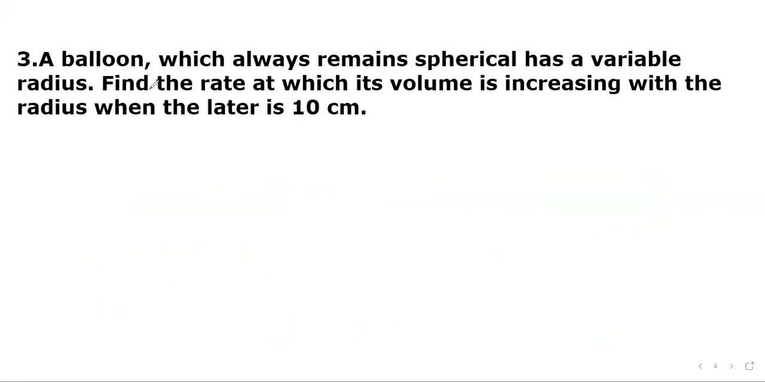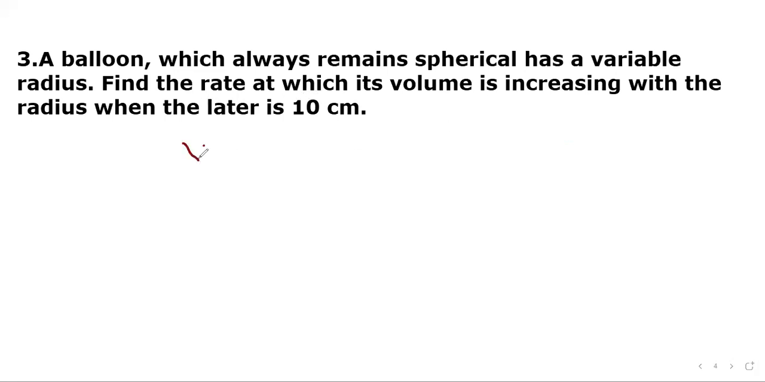A balloon which always remains spherical has a variable radius. Find the rate at which its volume is increasing with the radius when the latter is 10 centimeter. So the balloon is here, and here a balloon which always remains spherical has a variable radius. Find the rate at which the volume is increasing.